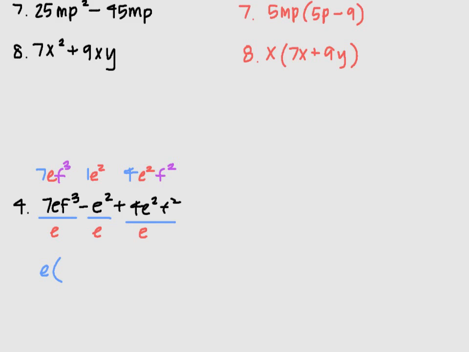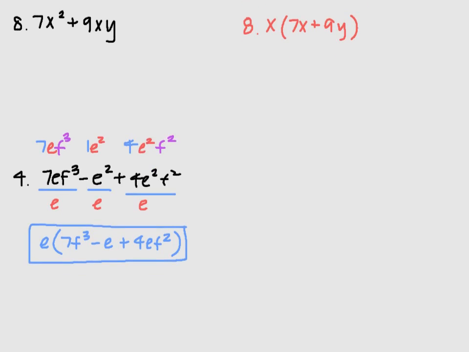So if I factor out the E from the first term, 7EF cubed divided by E equals 7F cubed. Negative E squared divided by E equals negative E. And 4E squared F squared divided by E is positive 4EF squared. So this is my factored form of the trinomial.